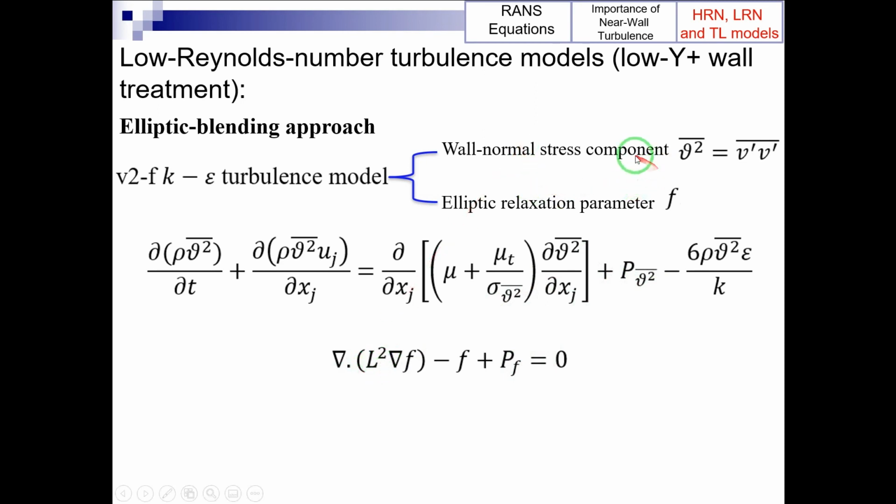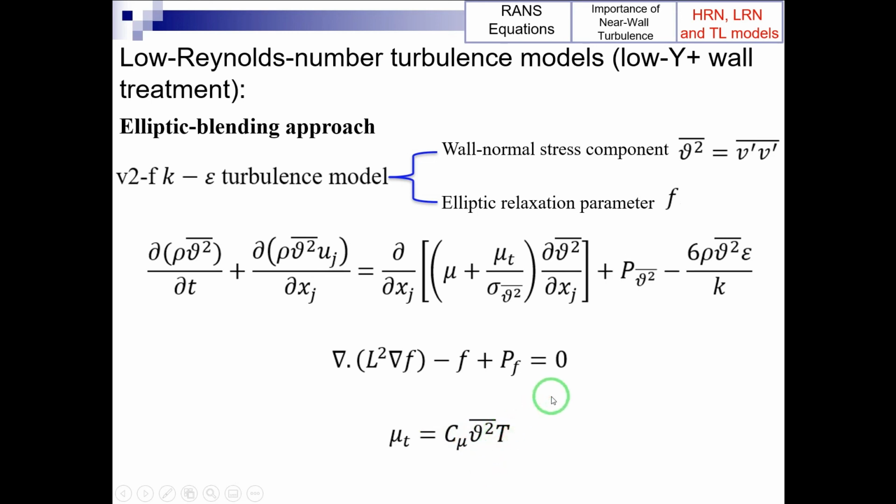The V2 here, wall normal stress component, is responsible for modeling the velocity fluctuation normal to the streamlines and gives the correct representation of the wall damping effect on turbulence. Additionally, the elliptic relaxation function f, we can see here, is responsible for modeling the anisotropic wall effects. In this model, the eddy viscosity is modeled using this equation. Here, C mu is the model coefficient and T indicates the turbulent time scale.